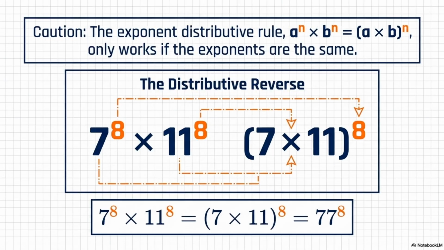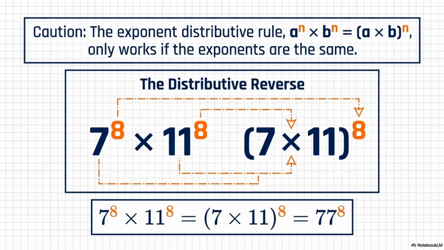If you see 7 to the 8th times 11 to the 8th, you can notice they share the same exponent. Oh, interesting. Yeah, you can pull that exponent out, multiply the bases together first, so 7 times 11 is 77, and then apply the shared exponent to get 77 to the 8th. But again, the caution checkpoint applies. This only works if the exponents match perfectly. Right, they have to match.